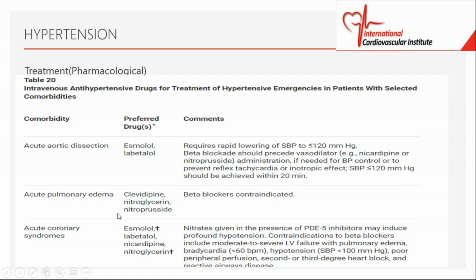But you cannot leave the patient bedside. You have to monitor everything yourself, because if you don't, the patient's going to crash and the patient's going to die because you're not going to treat the patient well. All right, so, in acute coronary syndrome, again, nitroglycerin and esmolol is probably the best.